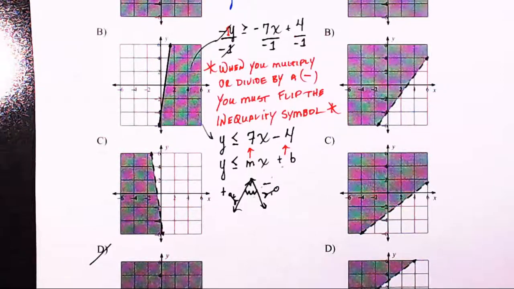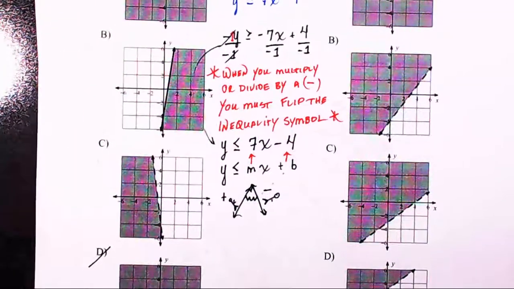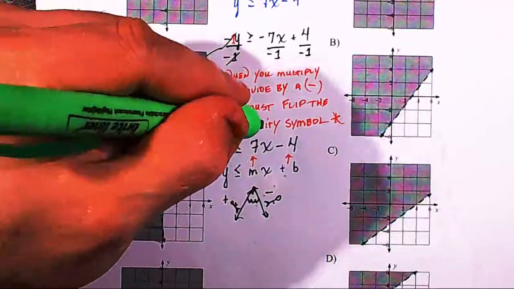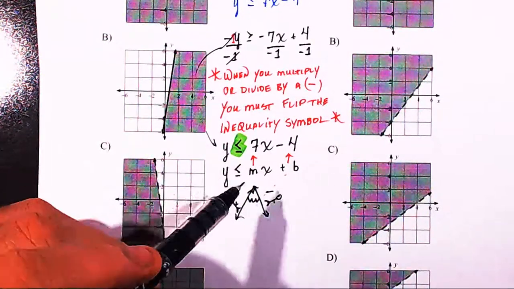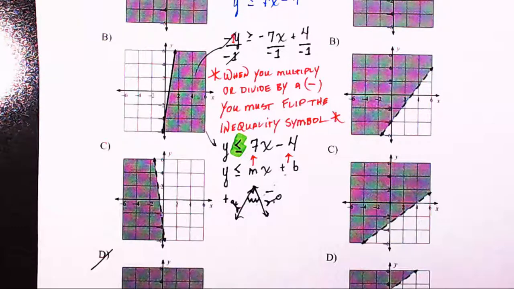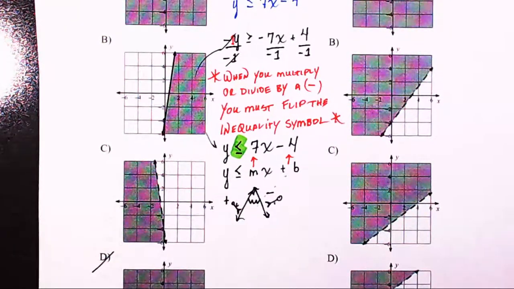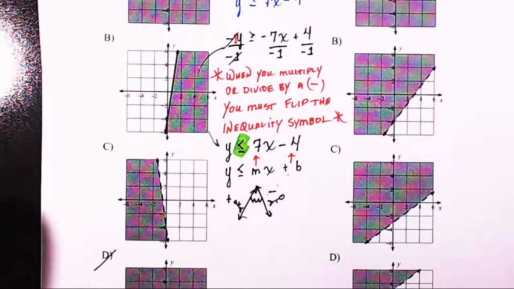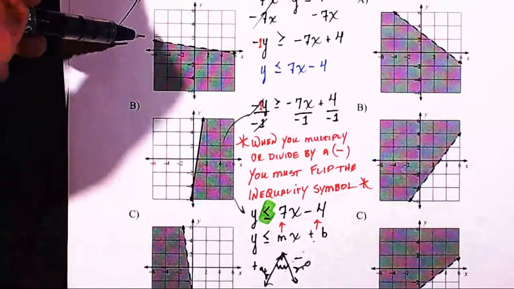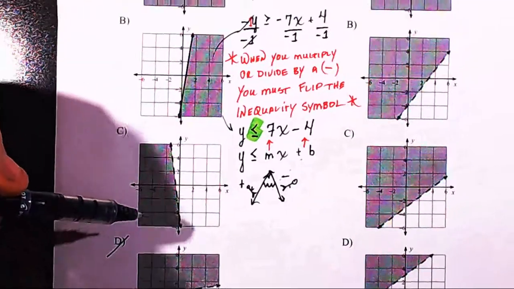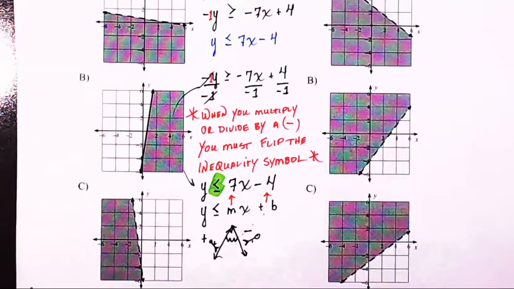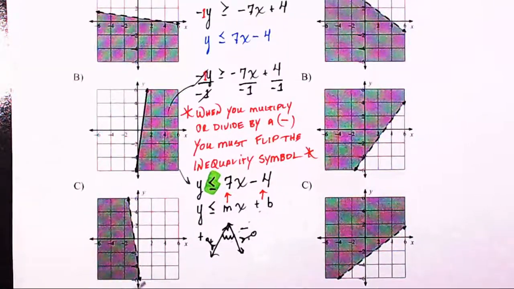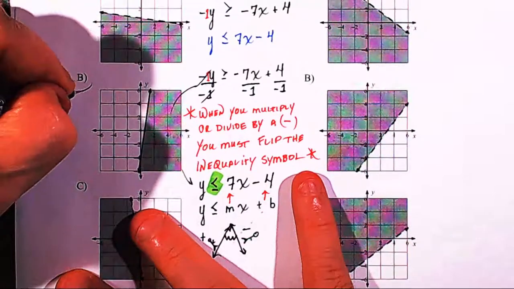Now, there was a trick here, and I'll show it now. This inequality symbol, less than or equal to, is going to require a solid line. So another way you can eliminate answer choices is by eliminating any dashed lines. Plot twist, A, C, and D all have dashed lines, so they cannot be correct, and only B has a solid line. So for all those reasons, we're going to choose B.